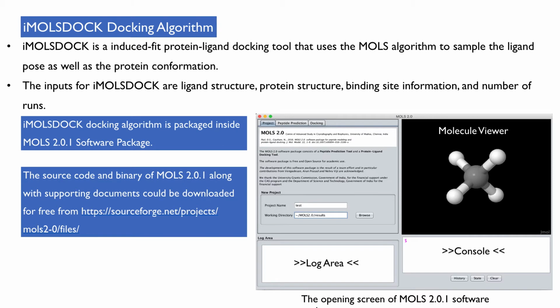IMOLS-DOC is an induced fit protein ligand docking tool that uses the MOLS technique to sample the ligand pose as well as the protein conformation. The inputs required for protein ligand docking in IMOLS-DOC are the ligand structure, protein structure, binding site information, and also the number of runs, which is the number of structures to be generated. IMOLS-DOC, which is packaged inside the MOLS 2.0.1 software package, could be downloaded from the web address given here. And here we have also shown the opening screen of the MOLS 2.0.1 software package.